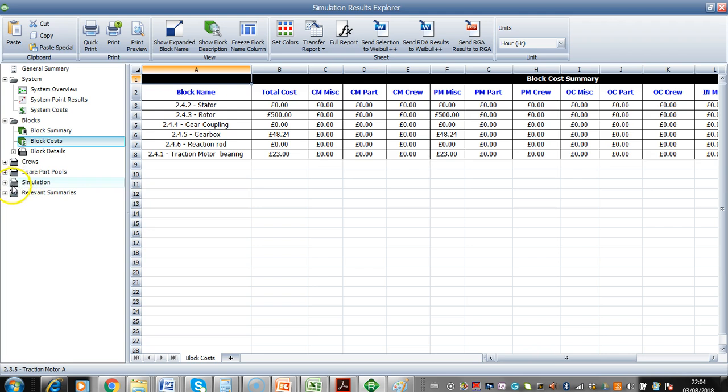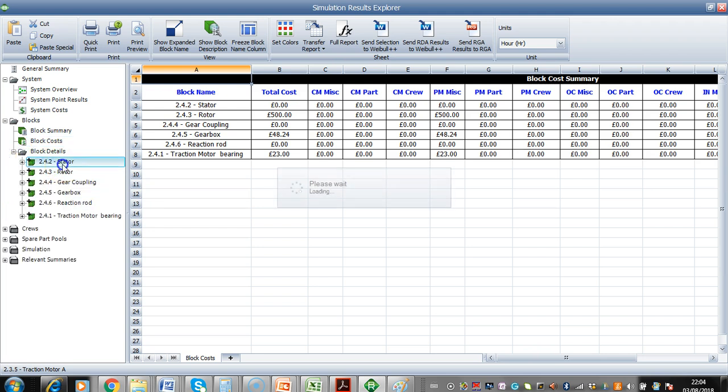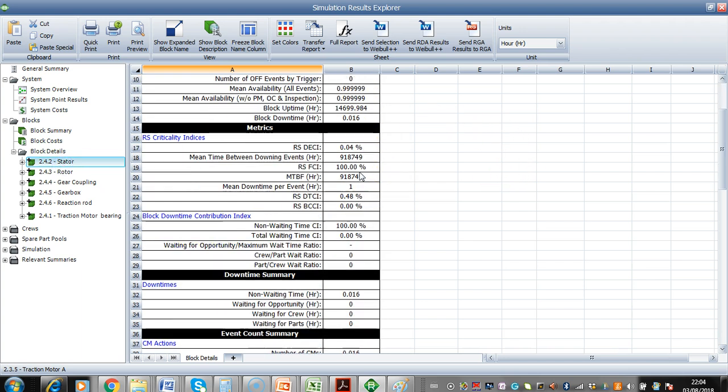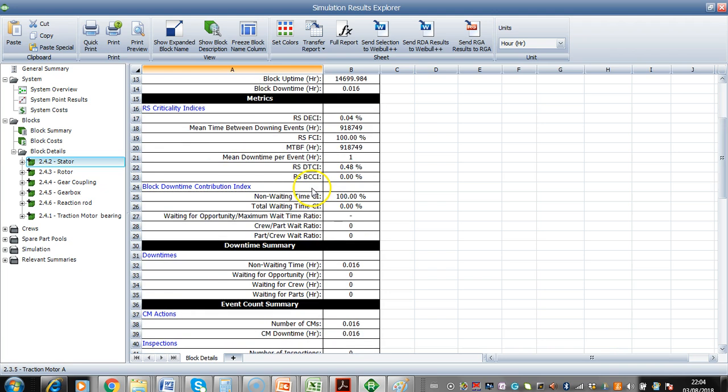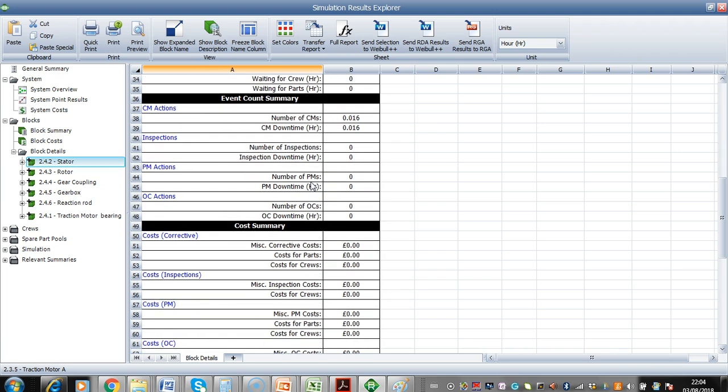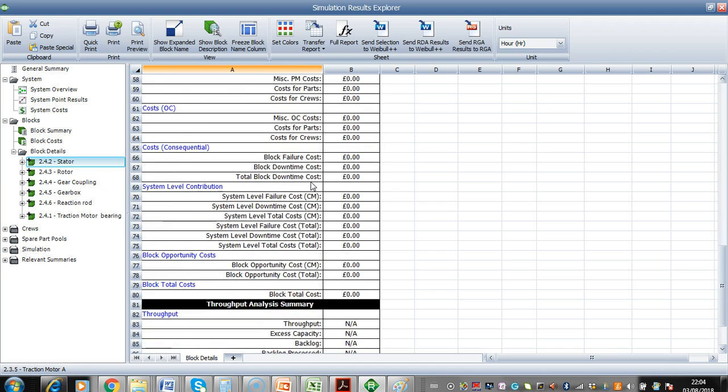And what is also interesting here is the block details. If you want to look at a stator, you can see all the information about the stators: the performance index, the criticality, the number of events, and so on, the cost.